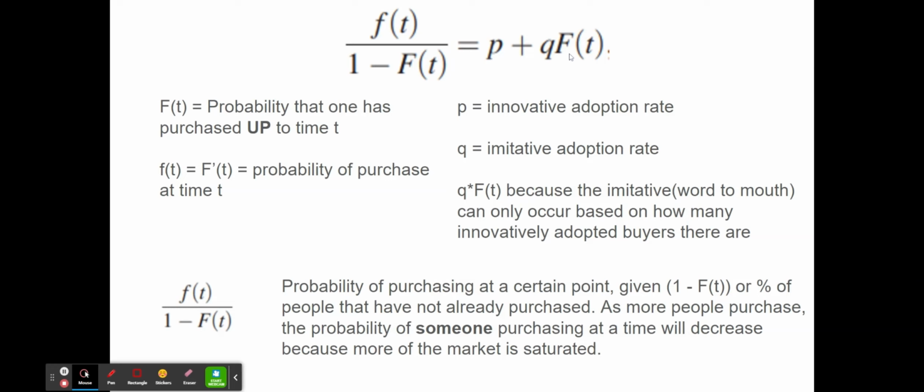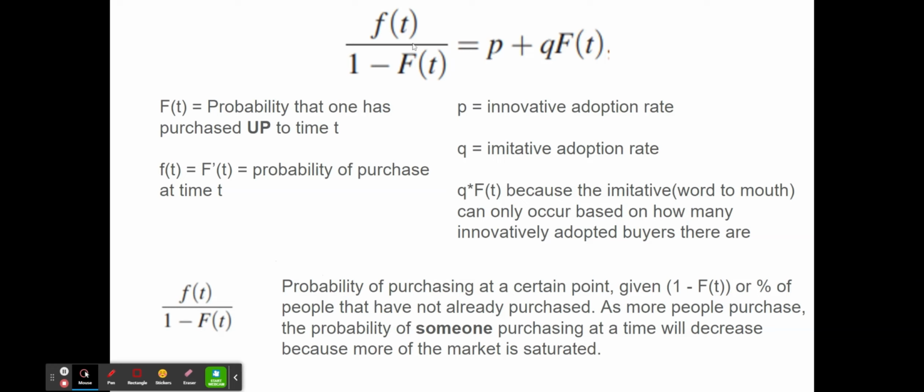And over here, you can see that q is multiplied by F of t because word of mouth cannot happen if no one's bought it yet, so no one can share about it. The more people that have bought it, the more likely word of mouth can happen. So therefore, q is multiplied by F of t.